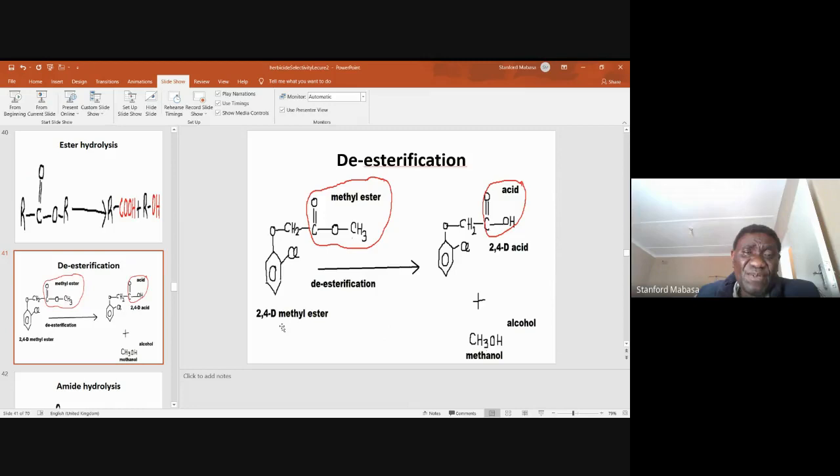For example, we've got 2,4-D methyl ester. We talked about this in the first part. This can be de-esterified, or it can undergo de-esterification into 2,4-D acid and alcohol. The speed at which this is happening can cause phytotoxicity. So this is ester hydrolysis.